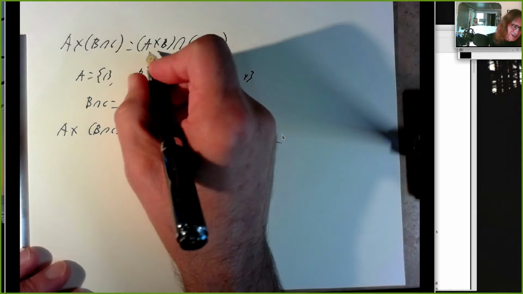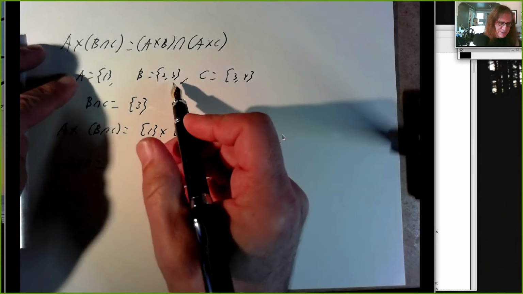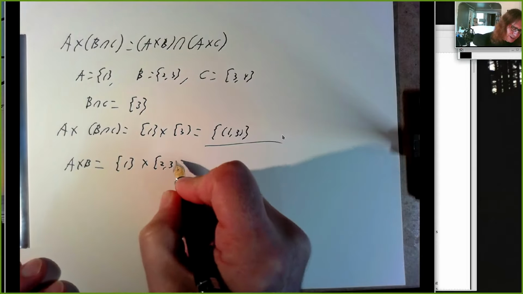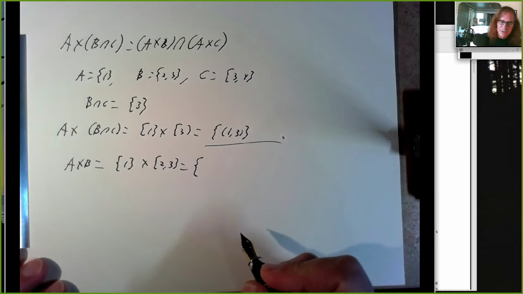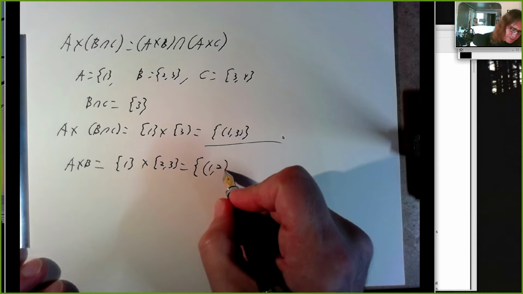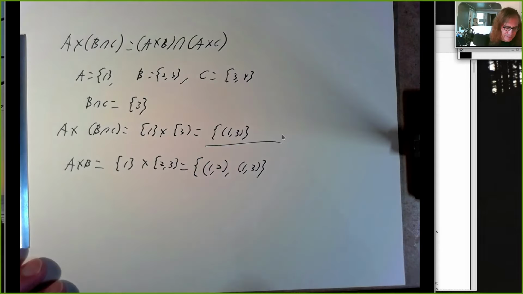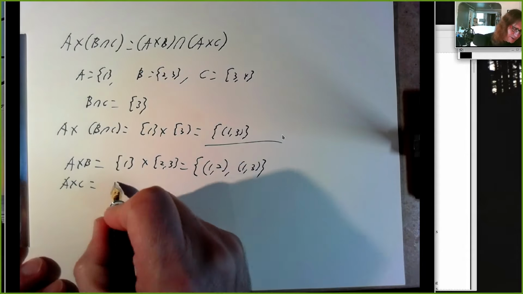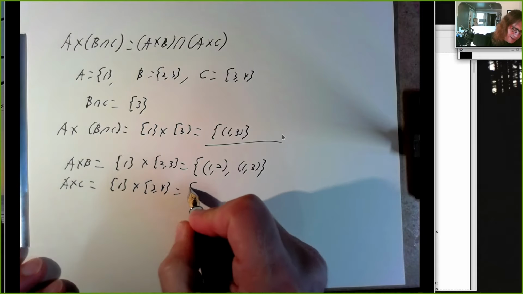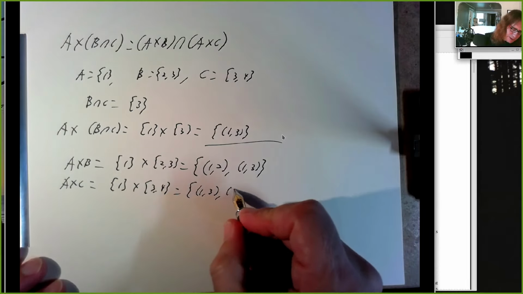And now I'm going to calculate what the right side is equal to. A cross B is the Cartesian product of this singleton set and this set containing 2 elements, which is going to be a set containing ordered tuples where the first element comes from A and the second element comes from B. And there's exactly 2 of those. And then I'll do A cross C, and I'll get another set containing 2 ordered tuples, (1, 3) and (1, 4).